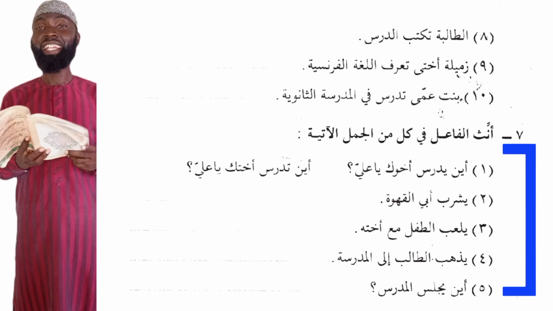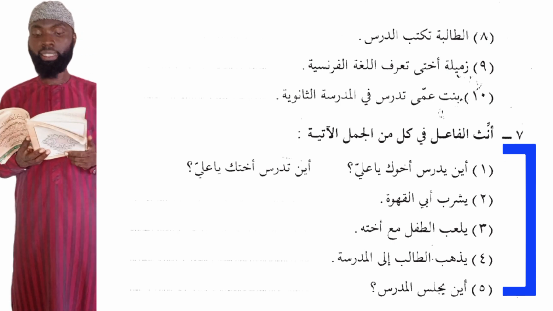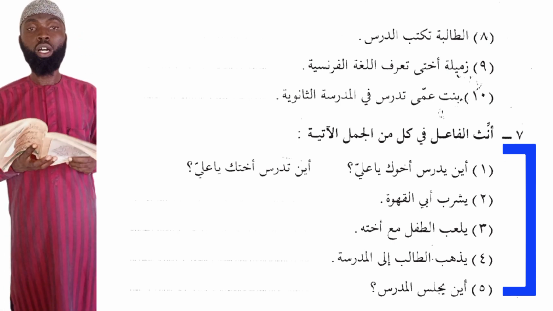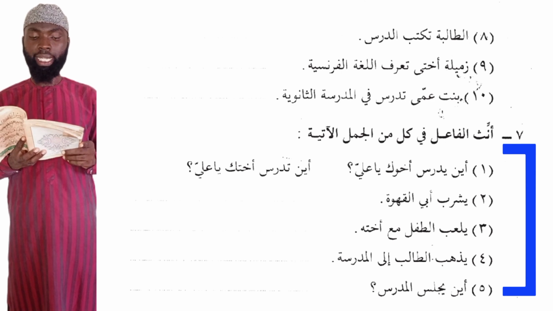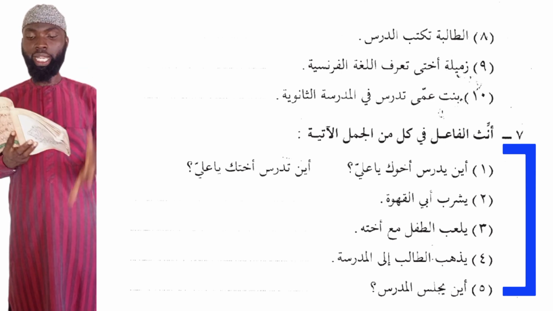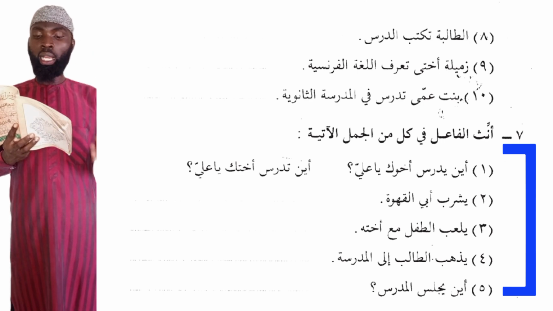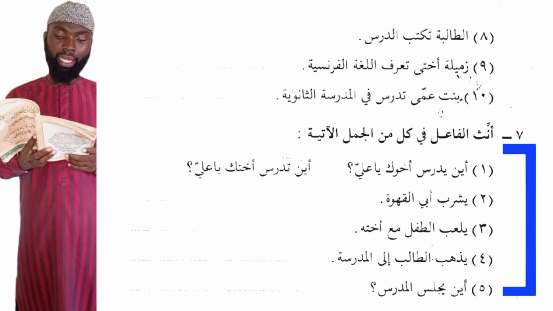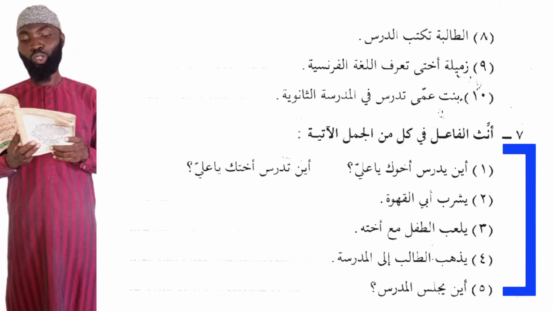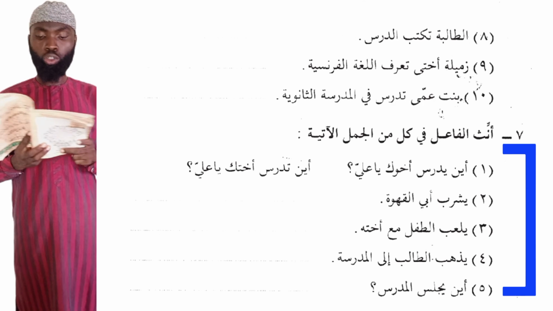Next exercise says أنث الفاعل في كل من الجمل الآتية. The subject of these sentences, you should change them to feminine words. So we have أين يدرس أخوك يا علي to be أين تدرس أختك يا علي. يشرب أبي قهوة. تشرب أمي قهوة. يلعب الطفل مع أخته. تلعب الطفل مع أخيه. يذهب الطالب إلى المدرسة. تذهب الطالب إلى المدرسة. أين يجلس المدرس. أين تجلس المدرسة.